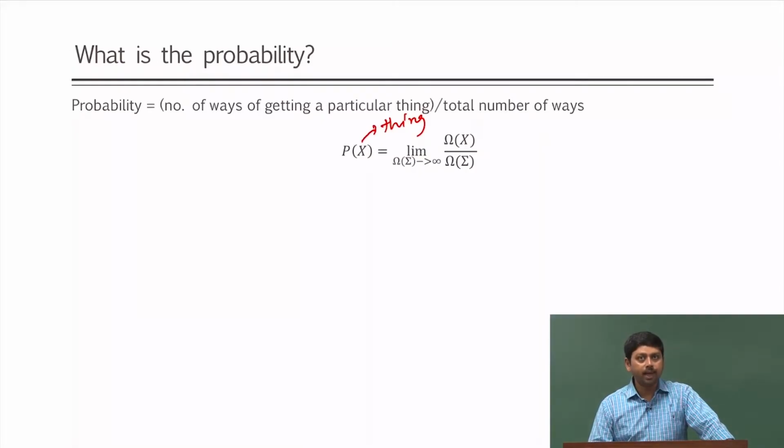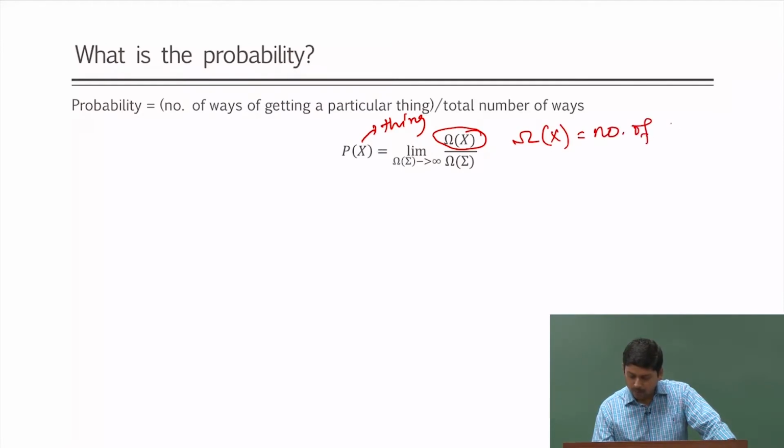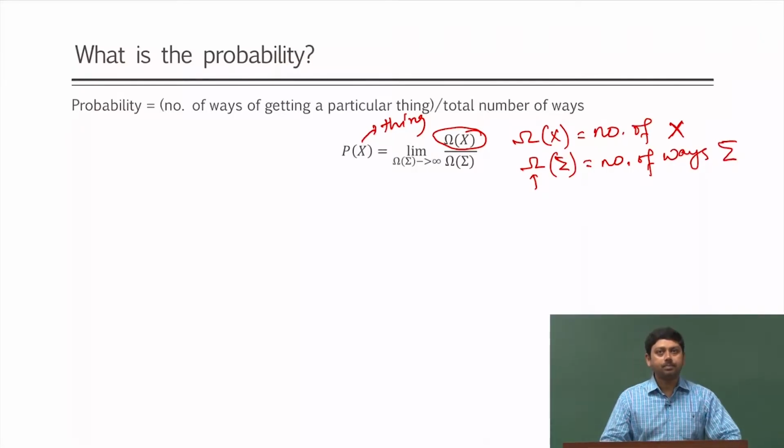X is a particular thing, that is the thing that we talked about. Probability of getting a particular thing is the number of ways of getting that thing. So, this is counting the number of x divided by the total number of ways. Again, this omega denotes the number of ways, and all possibilities are sigma. These all possibilities are called probability space or sample space.